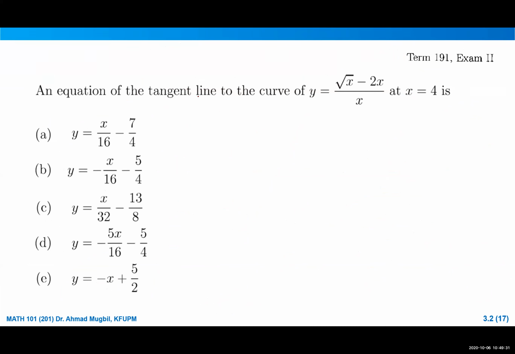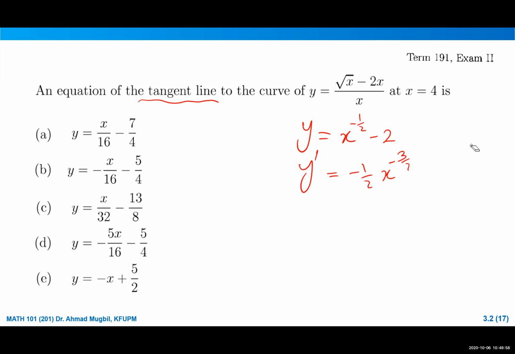Any idea here how to find what you want to find? You want to find the tangent line of this curve. So you will find the derivative and then you will evaluate it at 4. Just like that. And be smart. You can use the quotient rule, but you can also write it like x to the power a half minus x minus 1 to the negative half minus 2. Now take the derivative. It will be negative half of x to the negative 3 over 2 minus 0.